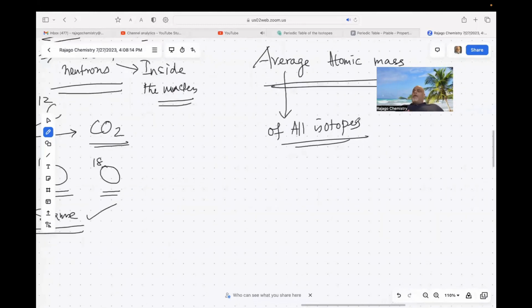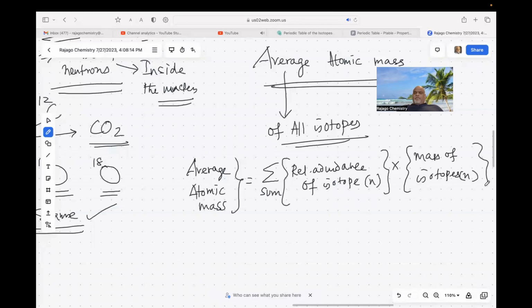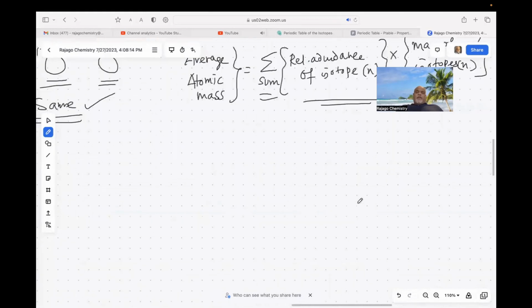Now, to calculate, there is a formula. If you want to calculate average atomic mass, the average atomic mass is not like the regular atomic mass. So you take sigma, meaning the sum, of the relative abundance of isotopes, let's say there are n isotopes, times the mass of the isotope, for all n of them, and then you add them. Okay, so let's look at an example.